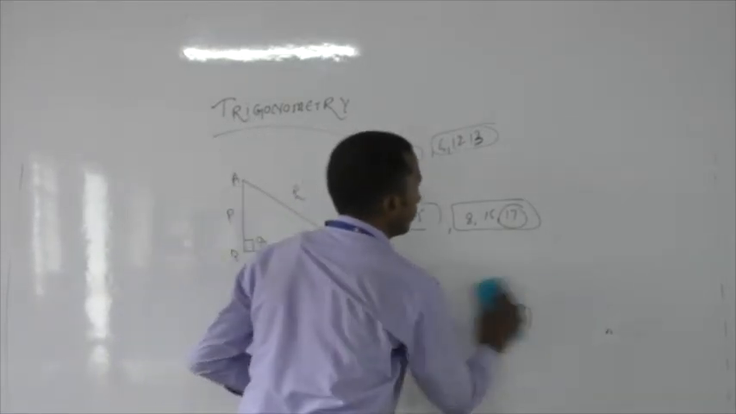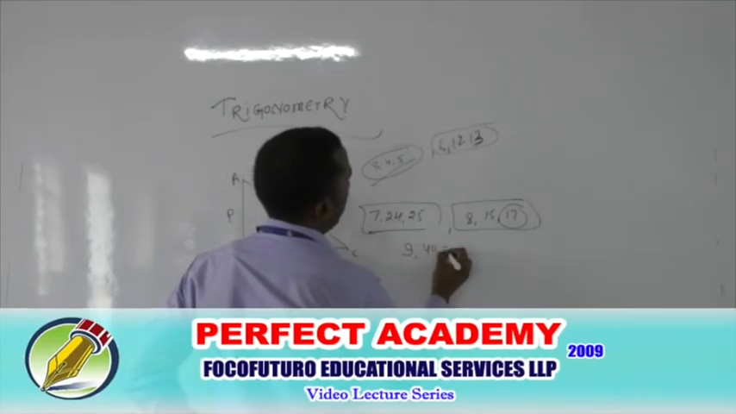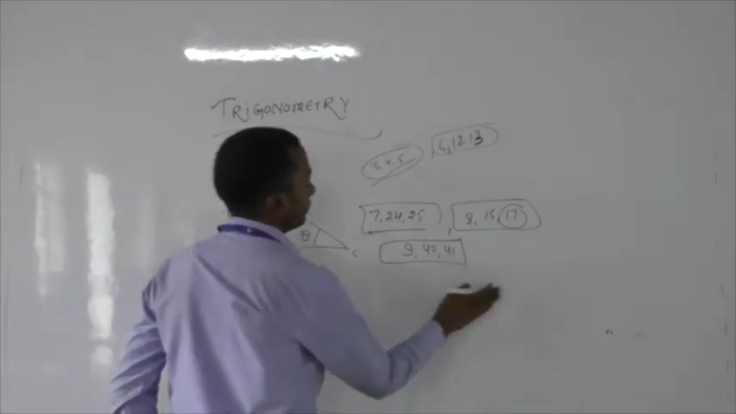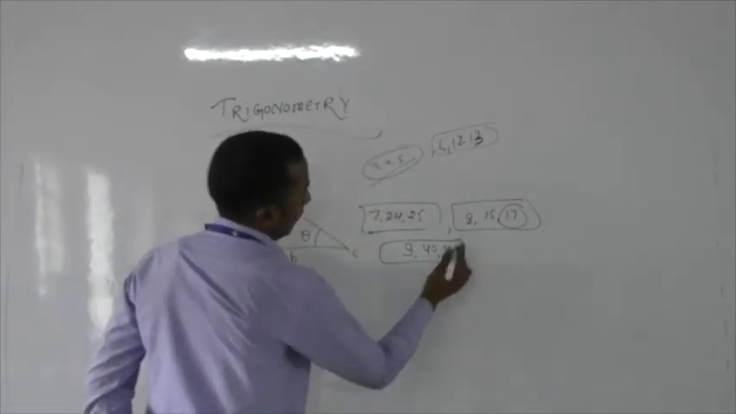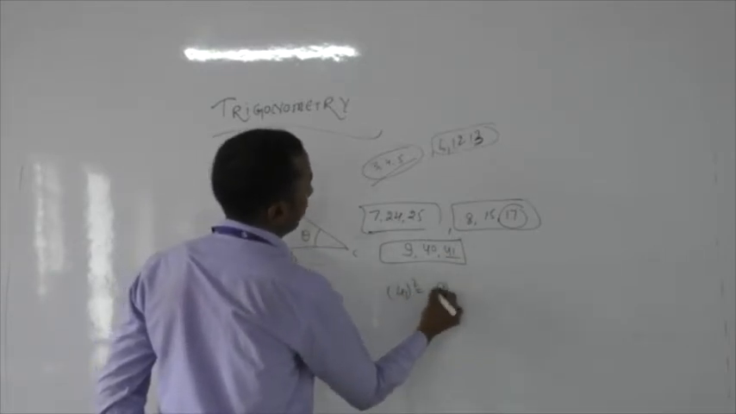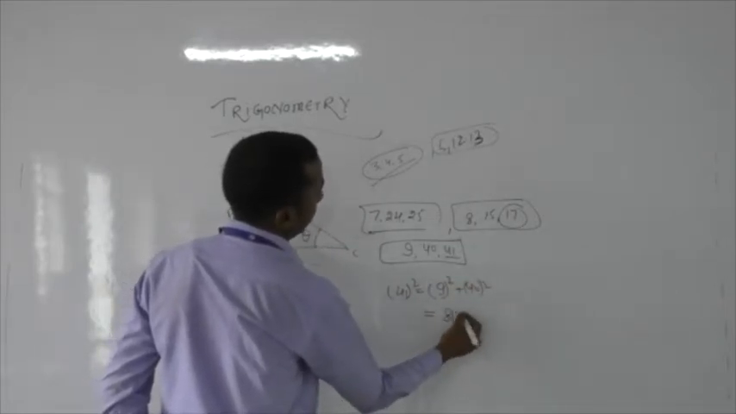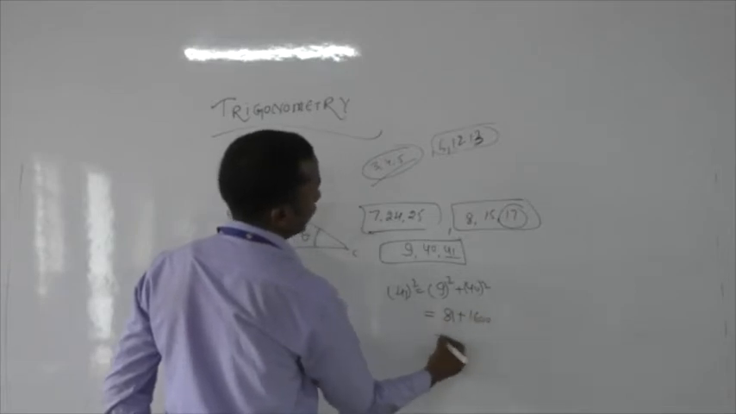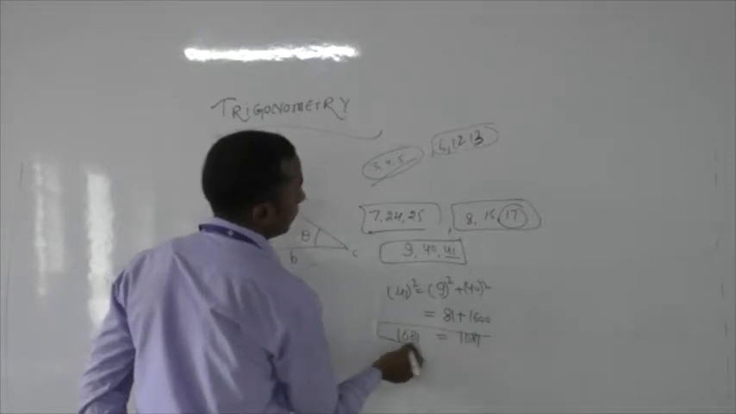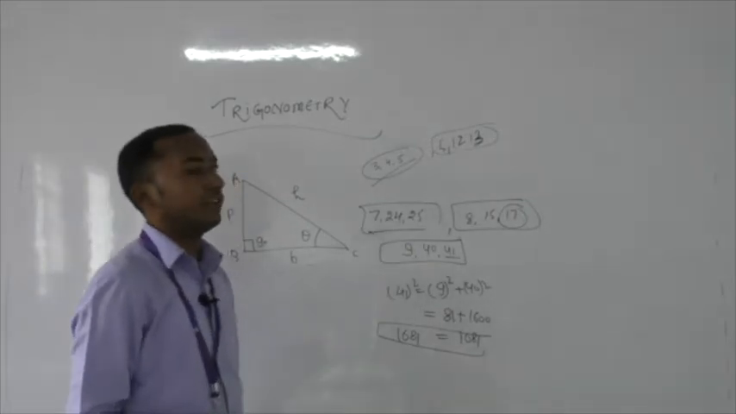Now the next one. The next Pythagorean triplet is 9, 40, 41. This is the largest side, so the largest side square is equal to the sum of the squares of the remaining two sides. So 9 square plus 40 square. 9 square is 81, 40 square is 1600. Adding gives 1681, and 41 square is also 1681. So this is also a Pythagorean triplet: 9, 40, 41.